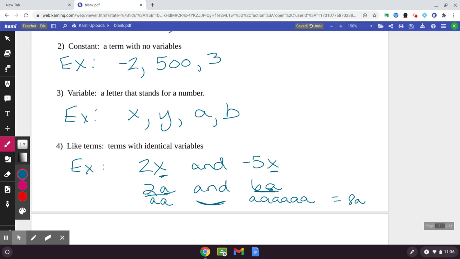Okay, two more definitions. And if you need to pause the video, pause your video so that you can get caught up if I'm going too fast for you.